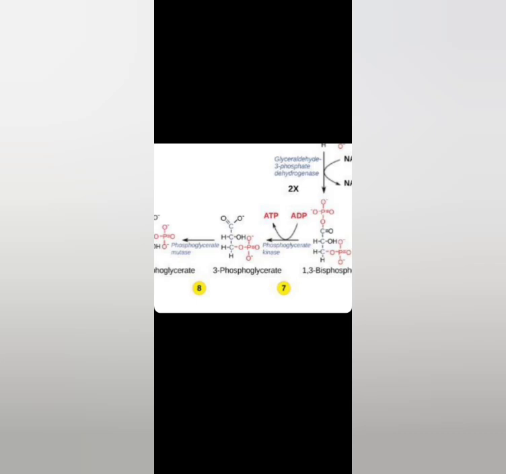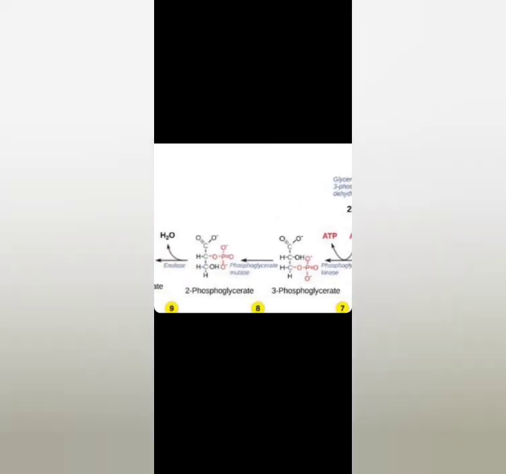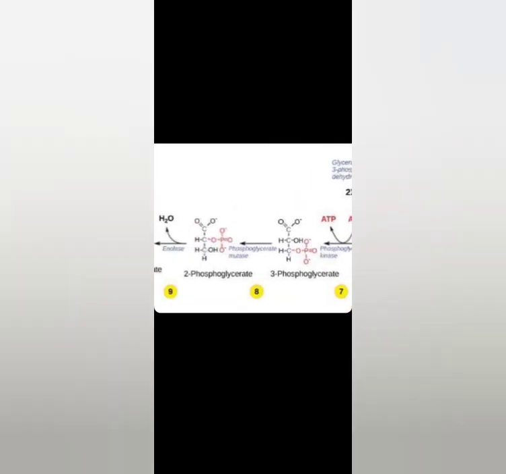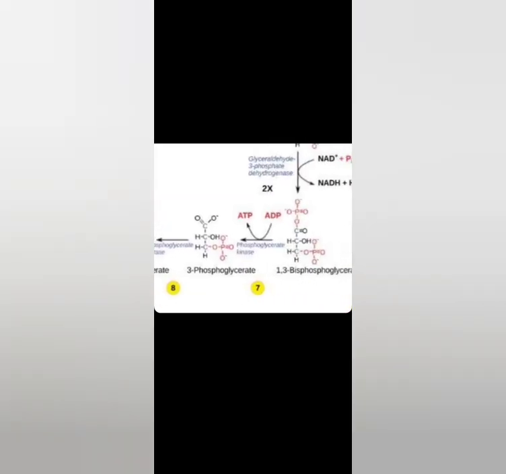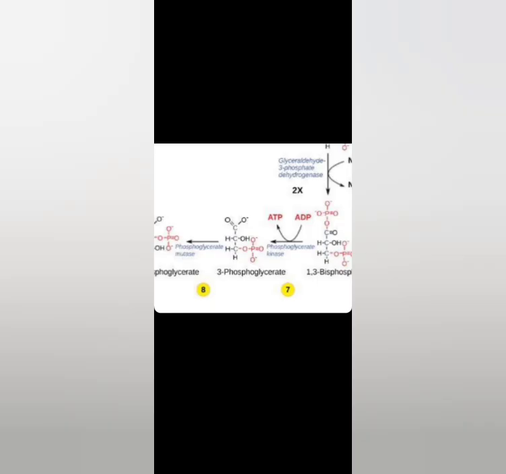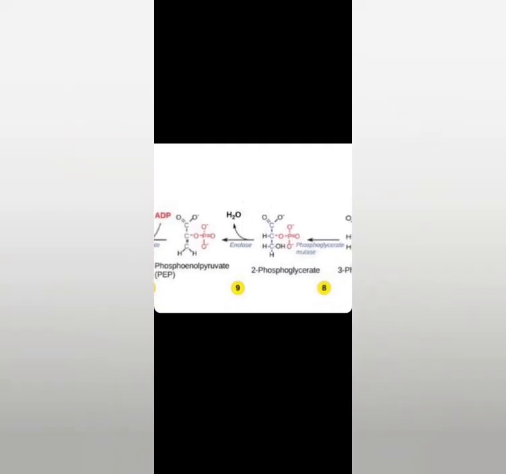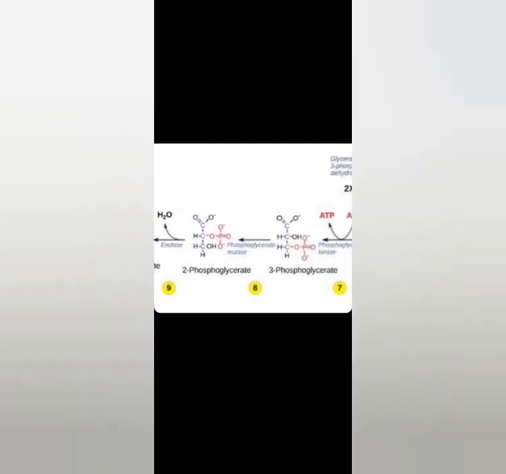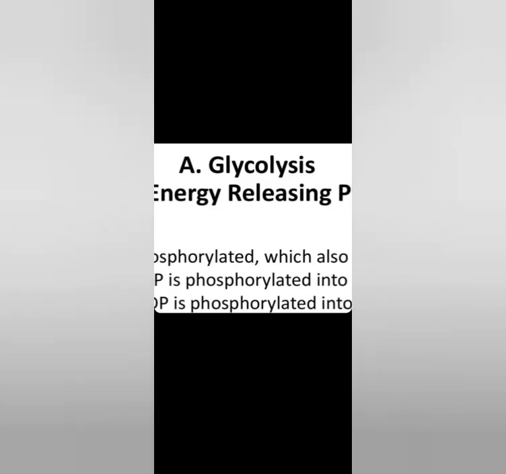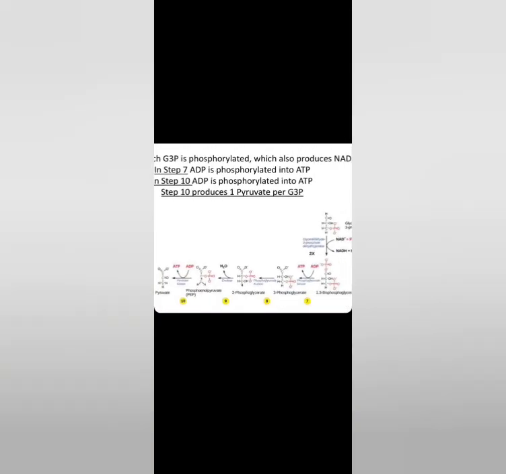And then step 9, also reversible. Atoms are moved within the molecule again. 1 molecule of water is removed, but you still have 3 carbons and 1 phosphate here. This is done by an enzyme called enolase. This step is also reversible. We're at step 9 right here.